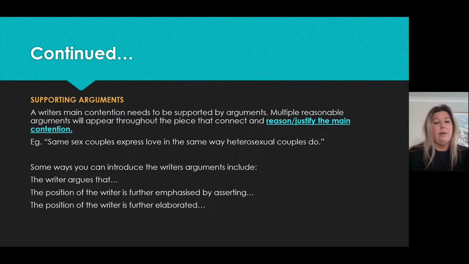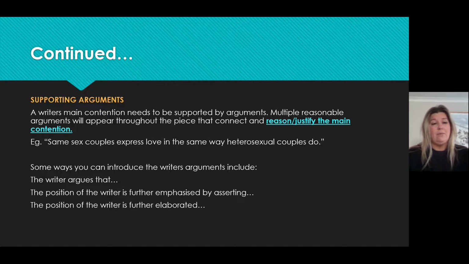This is the same for supporting arguments. A writer has their main contention, but this needs to be supported and built up by arguments. Arguments are multiple reasonable points that appear throughout the piece that connect and are essentially the reason and the justification for the main contention. For example, if the contention was same-sex marriage should be legalised, well, what are the reasons? For example, same-sex couples express love in the same way heterosexual couples do. That is a justification of the contention.